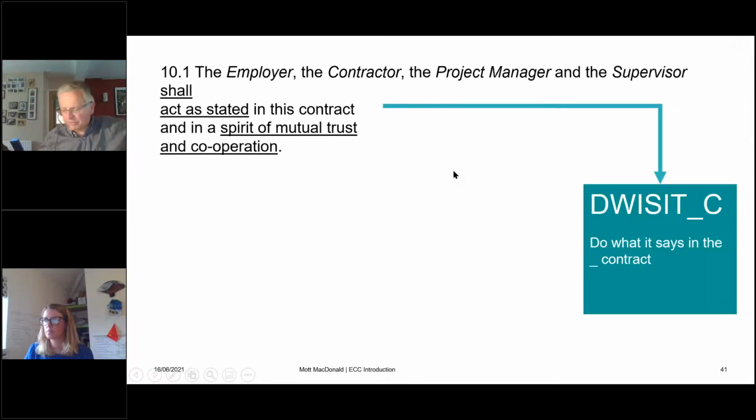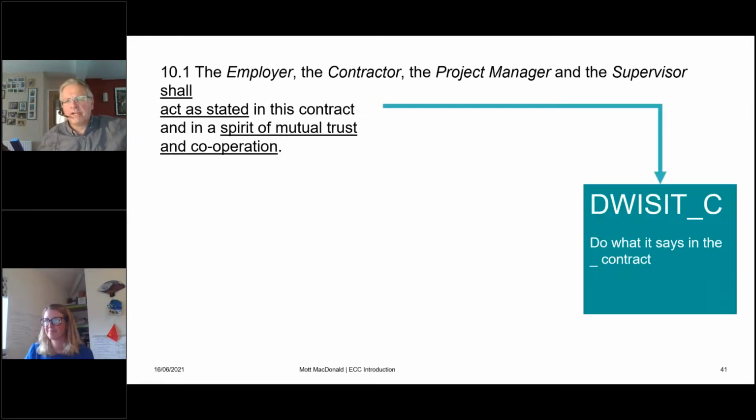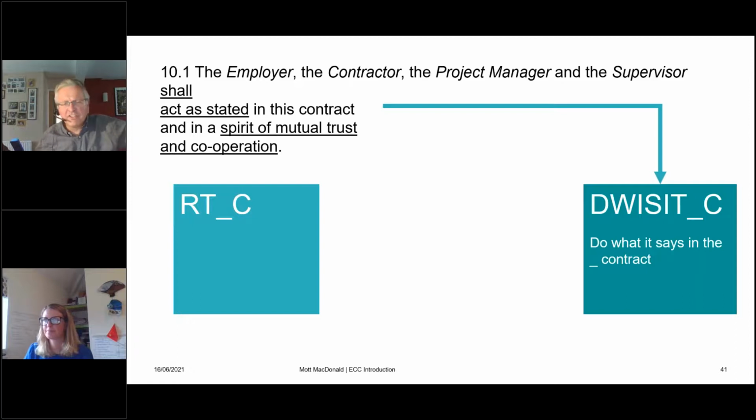I must be getting close to the end now, because this is my favorite slide of all NEC training courses. This is the first clause. The language is subtly different, but it's pretty much the first clause in all NEC contracts. The employer, contractor, project manager, and supervisor shall, that's the only shall in the whole contract, act as stated in this contract, and in a spirit of mutual trust and cooperation. Now, I've said I like my acronyms, or in this case abbreviations. DWISIT, do what it says in the chuffing contract. That's the first line of the contract. It's telling you, you've signed up to this thing, do what it says. To be able to do what it says, have a wild guess, you're going to have to read the contract.